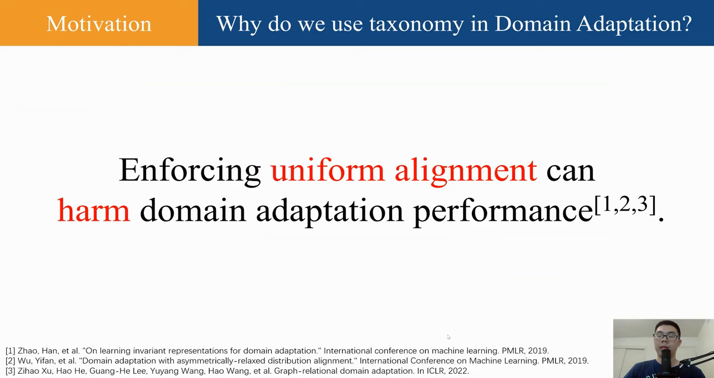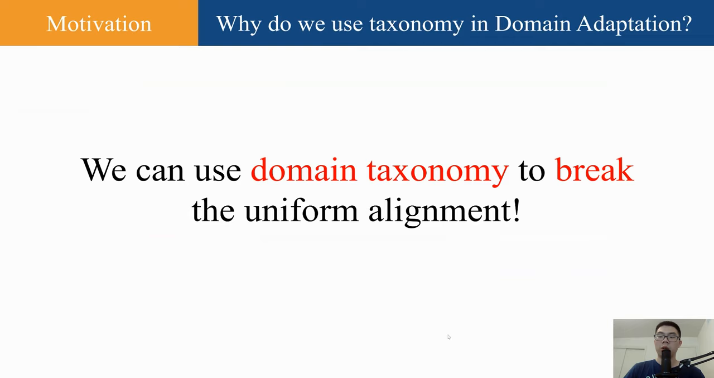For traditional domain adaptation methods such as DANN, they typically enforce a uniform alignment which removes all the domain-specific information in the encodings. However, recent studies suggest that such alignment can harm domain adaptation performance. To address this problem, we introduce domain taxonomy into the domain adaptation process. With domain taxonomy, we can break the uniform alignment.